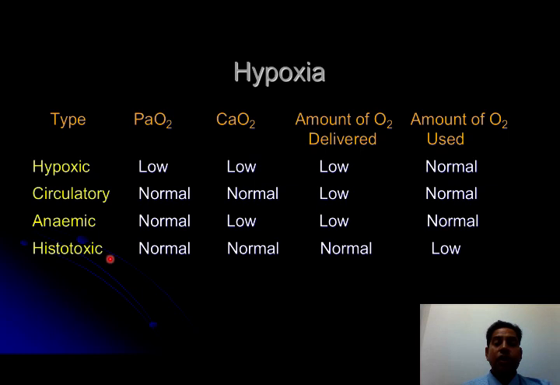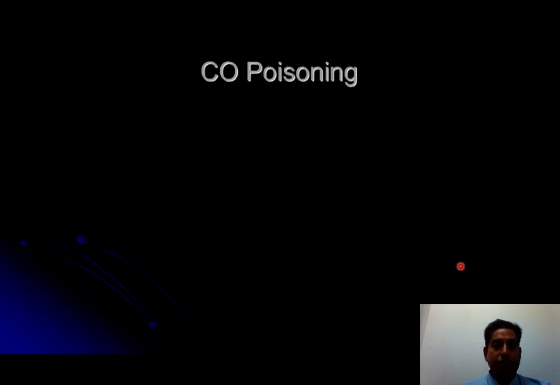And in histotoxic hypoxia, you find that the PO2 is okay, the concentration of oxygen is okay, the amount delivered is okay, but the utilization is a problem. So there's a low utilization because of damage to the enzymes responsible for its usage. So next we move on to carbon monoxide poisoning.